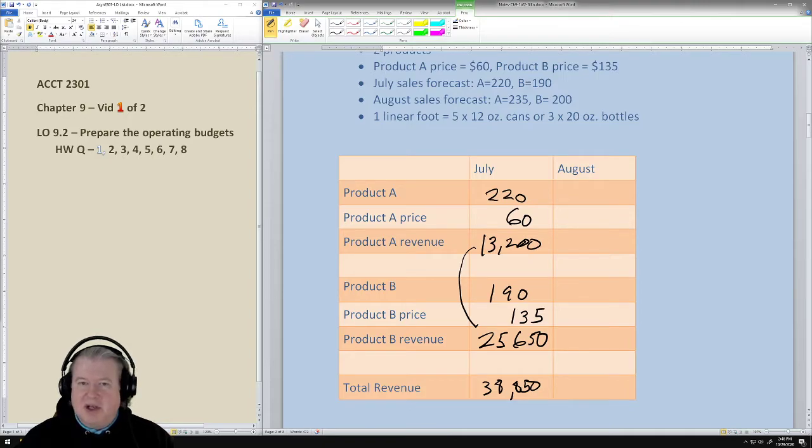So the sales budget as far as items, well, those are just the forecast numbers. So these would be how many items we're planning on selling. This represents the amount of money that we plan to bring in.